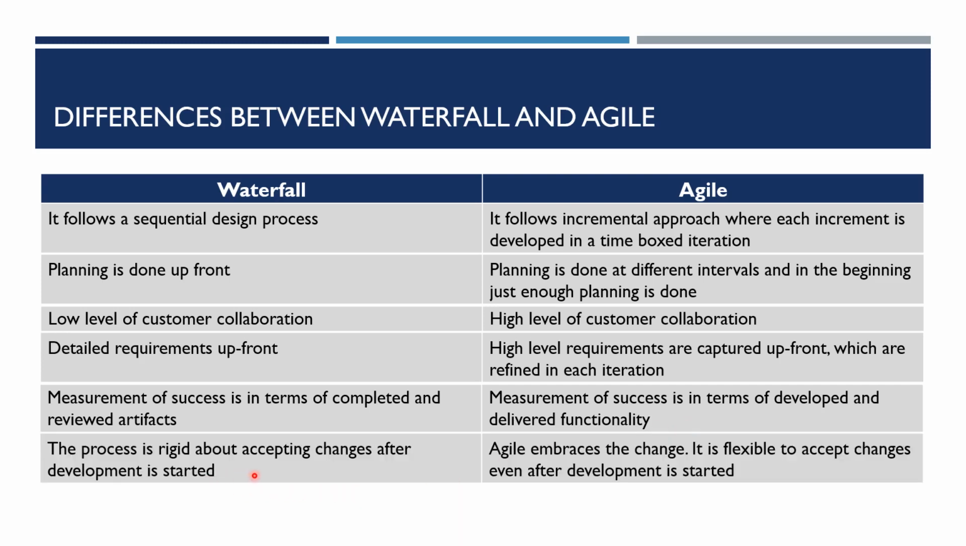The process is rigid about accepting changes after development is started. You can't really change the requirements so easily here once the development is started. You have to follow a rigorous change control process. Agile embraces the change. It is flexible to accept changes even after development is started. Agile is all about embracing the change and not following just the plan.